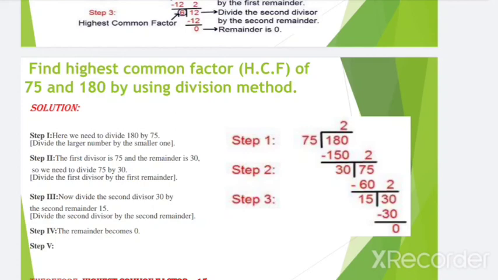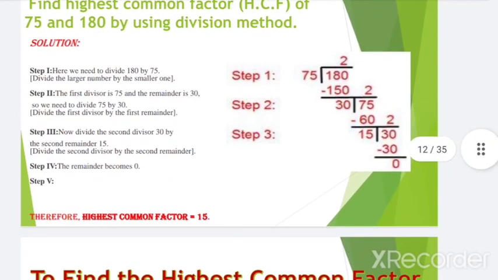Step 3, children, now divide the second divisor 30 by the second remainder 15. And what do you see? The remainder comes out 0. So children, the last divisor is 15, which is our required HCF of the given numbers 75 and 180.